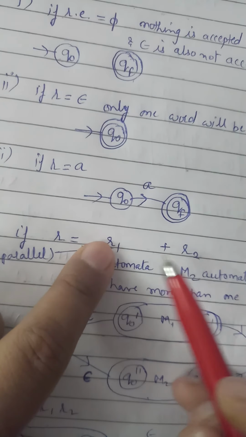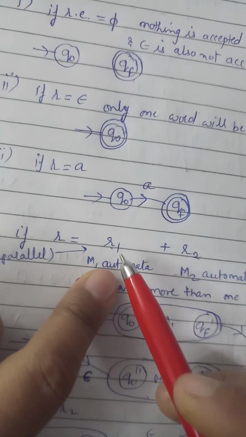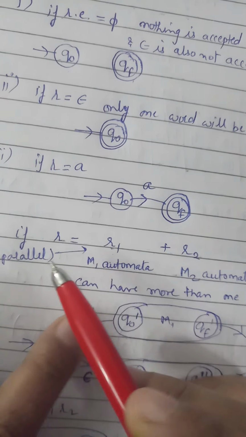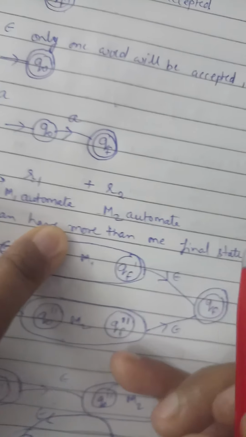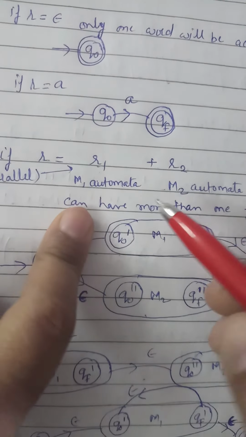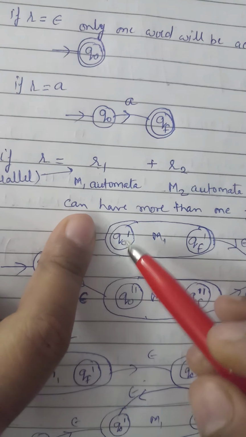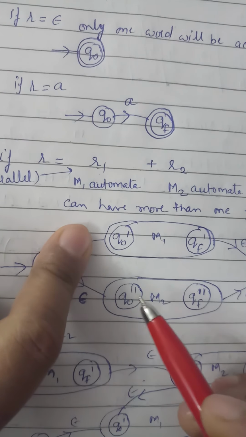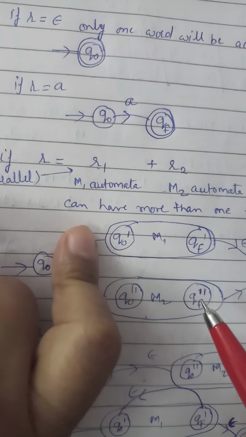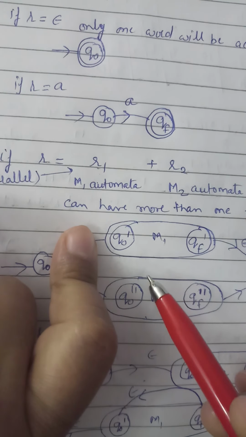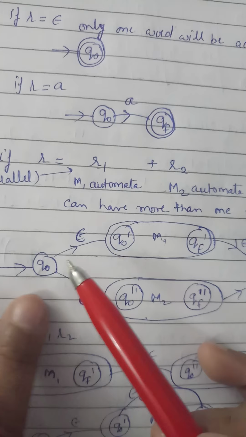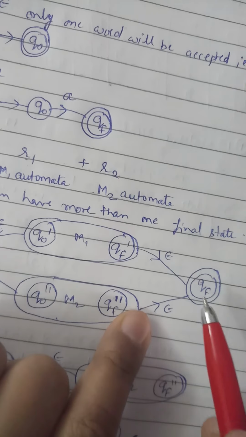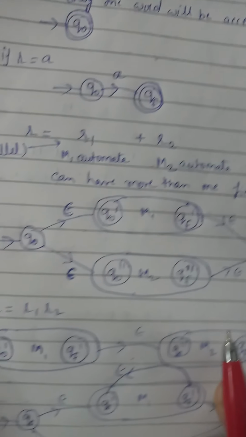But if R is equal to R1 plus R2, then we need to take two automata, M1 for R1 and M2 for R2. These are regular expressions. We can add them in parallel, and we can have more than one final state. We make the M1 automata for R1 with Q naught dash as initial state and QF dash as final state, and Q naught double dash as initial state and QF double dash as final state for the M2 automata, and we can combine them with epsilon moves. We take another initial state and add them with epsilon moves, and we take another final state and add them with epsilon moves.